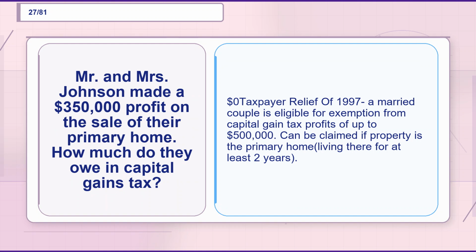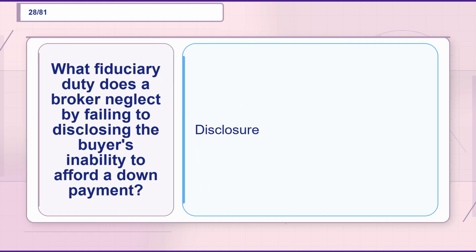A married couple is eligible for exemption from capital gains tax. Profits of up to $500,000 can be claimed if the property is the primary home, living there for at least 2 years. Flashcard 28. Term: What fiduciary duty does a broker neglect by failing to disclose the buyer's inability to afford a down payment? Definition: Disclosure.